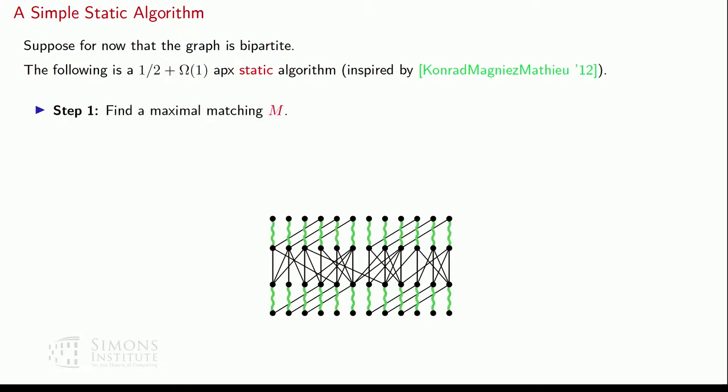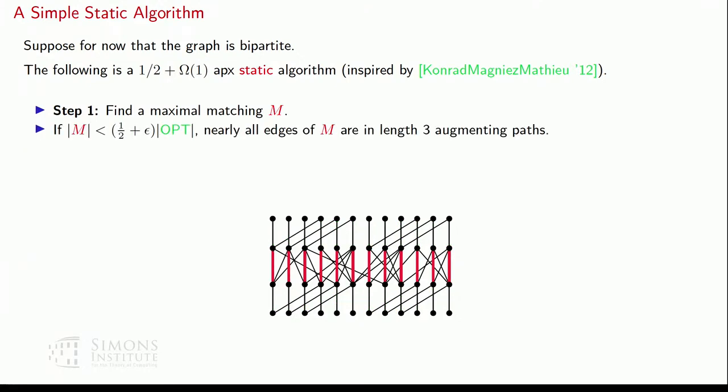This graph has a perfect matching. The green edges form a perfect matching. Every vertex is matched. So what the Conrad et al. algorithm does is that it first finds a maximal matching. But this maximal matching may be small, maybe only half the size of the optimal, in case, for example, it picks these edges. Only half of the vertices are matched. But then it's well known that if a maximal matching is only half the size of the optimal solution, then nearly all edges should be in length three augmenting paths. So in the second step, the algorithm tries to find short length three augmenting paths.